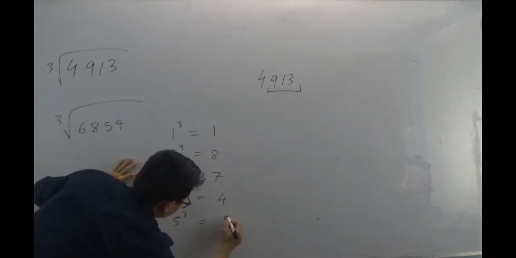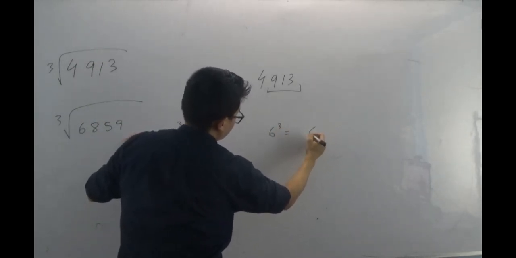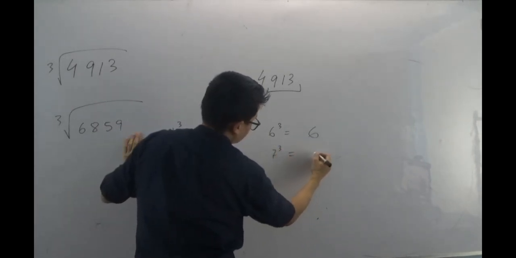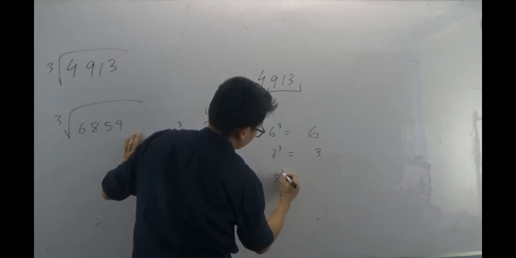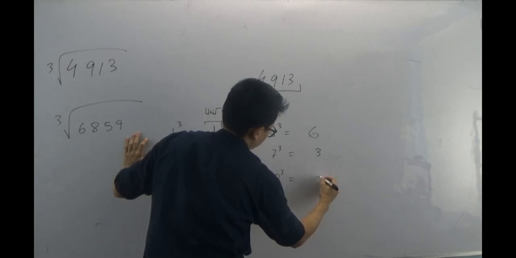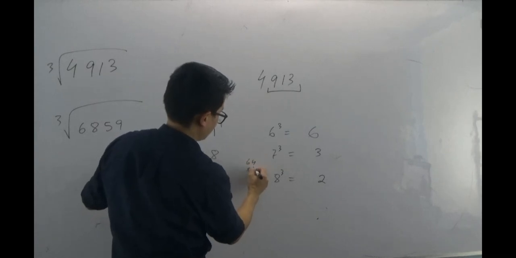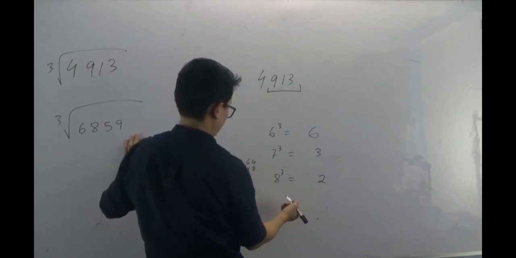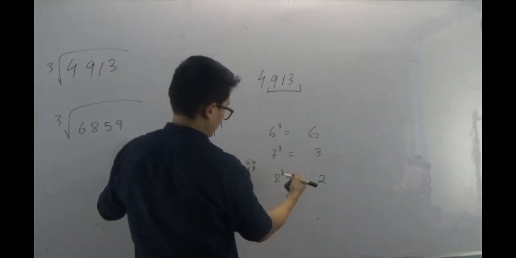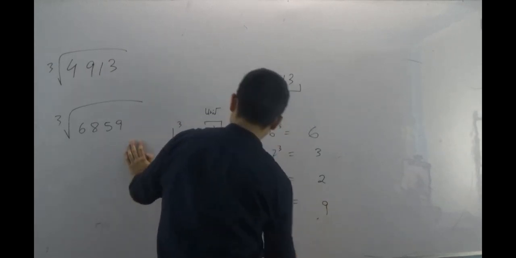5 cube is 125, so the last digit is 5. 6 cube is 216, the last digit is 6. 7 cube is 343, the last digit is 3. 8 cube is 512, the last digit is 2. 9 cube is 729, the last digit is 9.